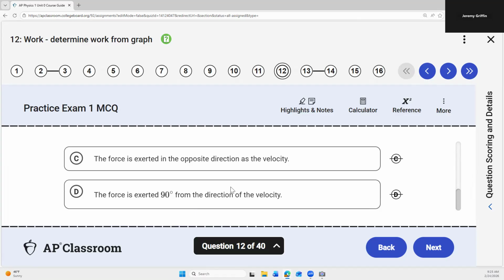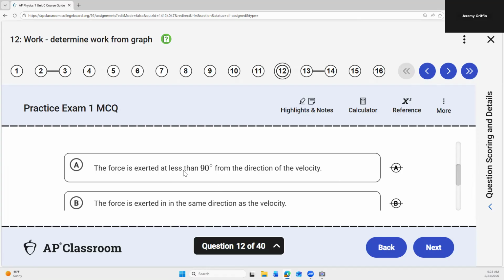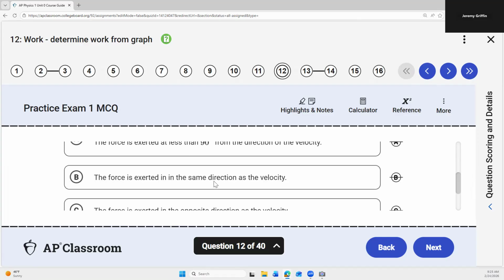Okay, so go back to the beginning. Let's see, show of hands here. How many of you thought the answer was going to be A? Who says A? Does anybody say A? I would have picked A. Okay. Option B, who says the same direction as the velocity?